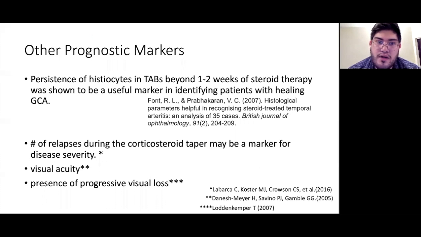There are other prognostic markers that can help you. I listed some of them here. Persistence of histiocytes after you've been treated with steroids for a couple of weeks tells you that they might be healing. And the number of relapses can also tell you how bad the disease is. Visual acuity and presence of progressive visual loss might hint at the prognosis of the disease in a patient.